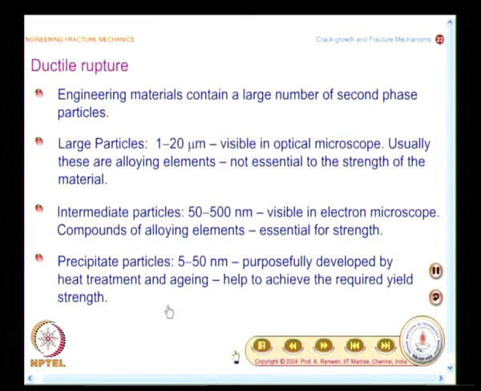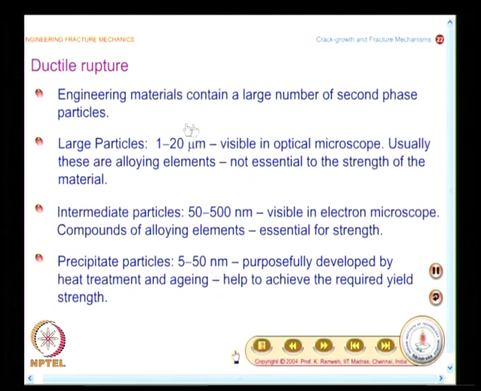All these are in the domain of metallurgists and material scientists. They develop high strength alloys, and they also want to have a combination of high strength and high toughness. So, they have to find out what kind of processes would help them to do it. So, they find suitable heat treatment and aging can help to achieve the required yield strength.